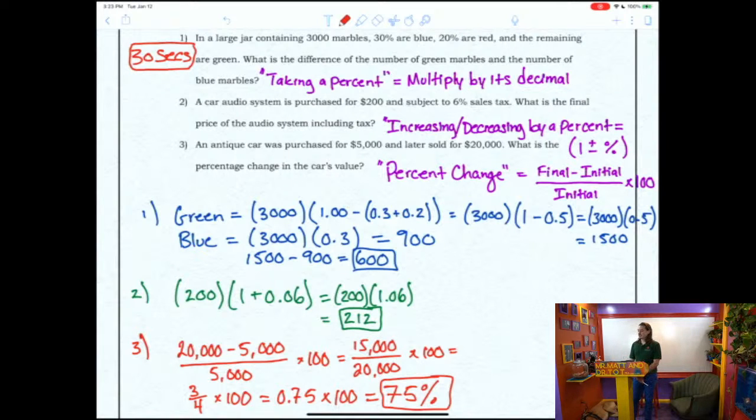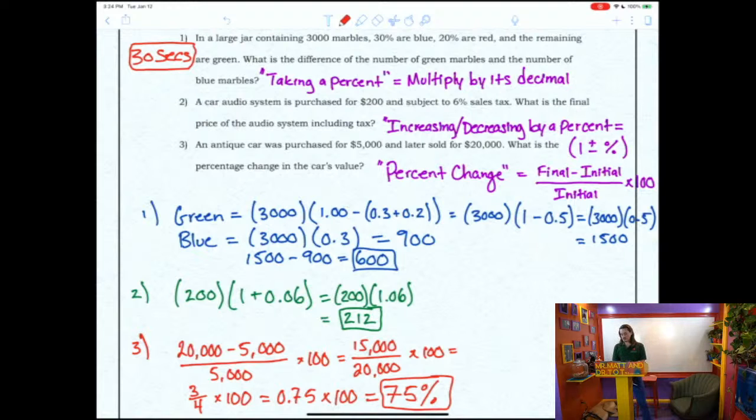And number three, an antique car was purchased for $5,000 and later sold for $20,000. What is the percentage change in the car's value? To calculate percentage change, always take the final value minus the initial value, divided by the initial value, times 100 if they ask for a percentage answer. The final value here is 20,000. The initial or starting value was 5,000. So we have 20,000 minus 5,000, divided by 5,000, times 100.